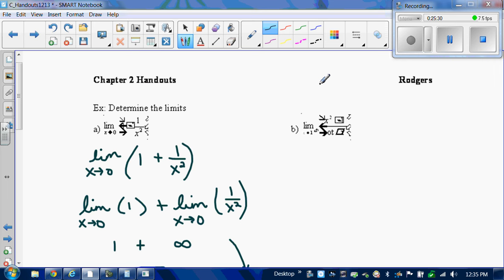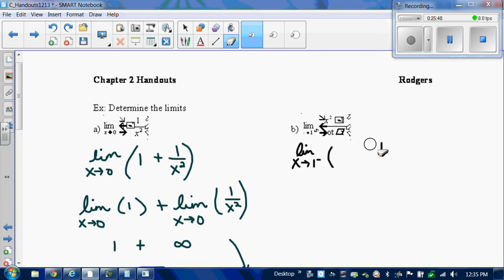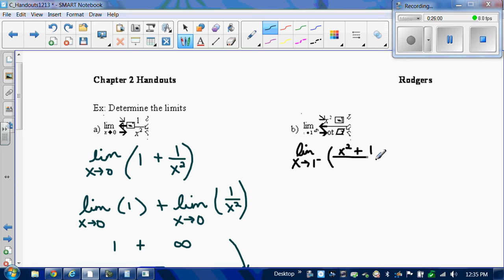It says the limit as x goes to 1 from the left. So, let me just rewrite it because that's messy. Limit as x goes to 1 from the left of 1 plus, oh, sorry, that's not right. I'm copying the first problem. Okay, the limit as x goes to 1 from the left of x squared plus 1 over the cotangent of pi x. Ew, that looks terrible. Okay.